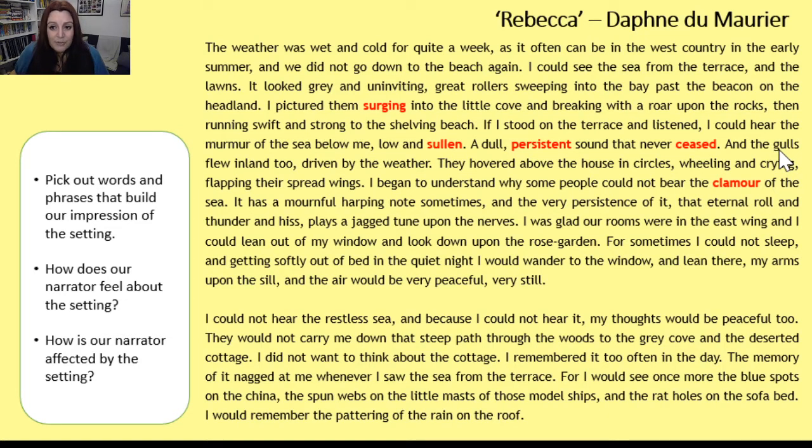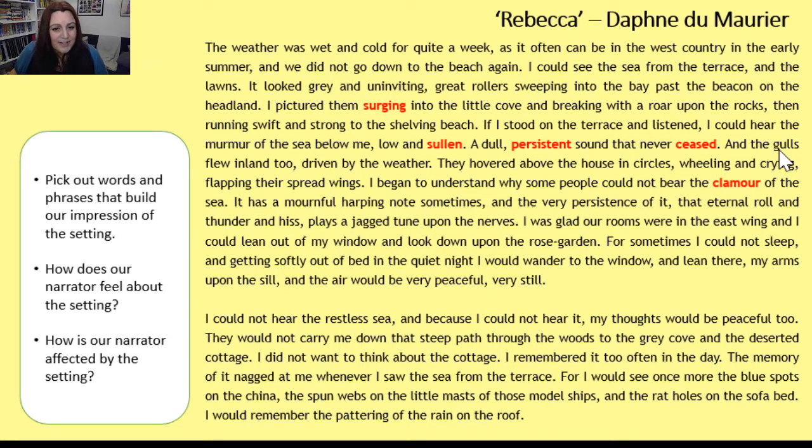I was glad our rooms were in the east wing, and I could lean out of my window and look down upon the rose garden, for sometimes I could not sleep. And getting softly out of bed in the quiet night, I would wander to the window and lean there, my arms upon the sill, and the air would be very peaceful, very still.